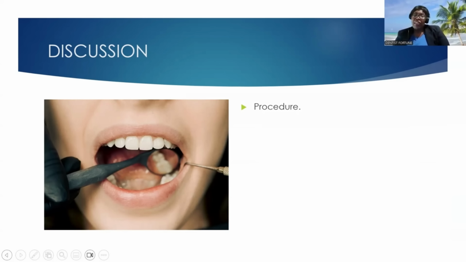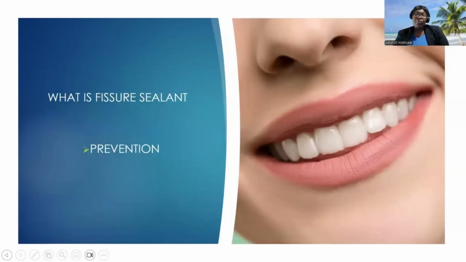So as you can see in the picture, the procedure involves you going to the dentist, isolating the tooth, using some materials and using a special light to cure it. And so after you finish, you end up with a shallow groove instead of the normal groove in the pit. So a fissure sealant is a form of preventative material that is to prevent the cavities from being deep.